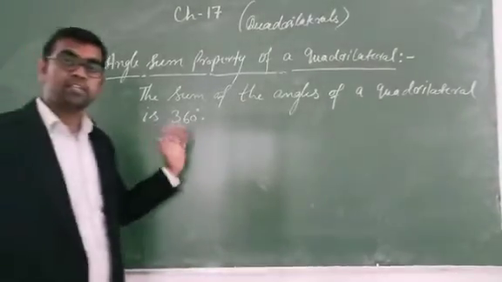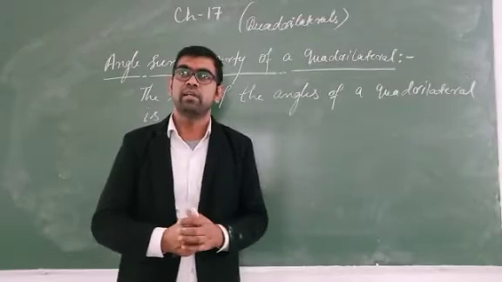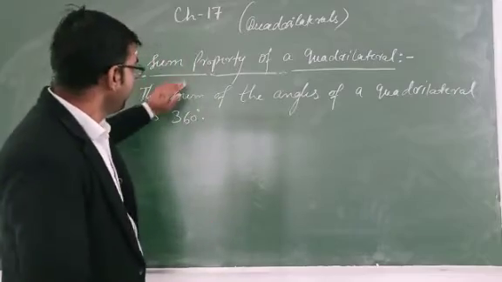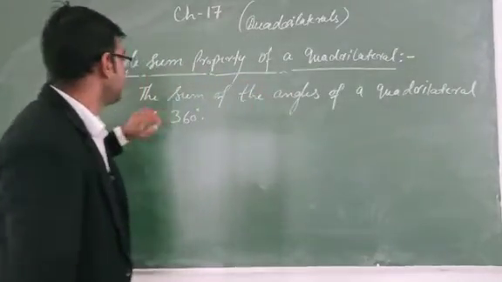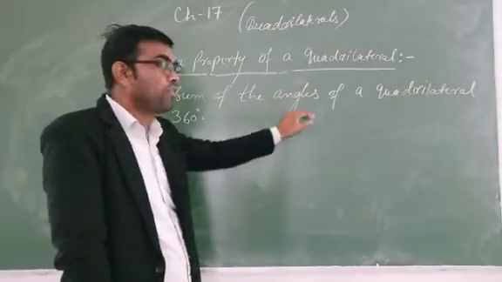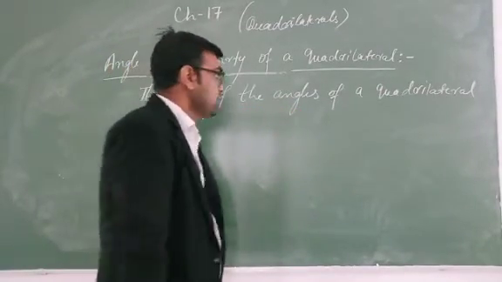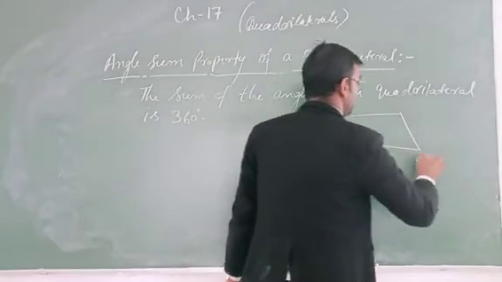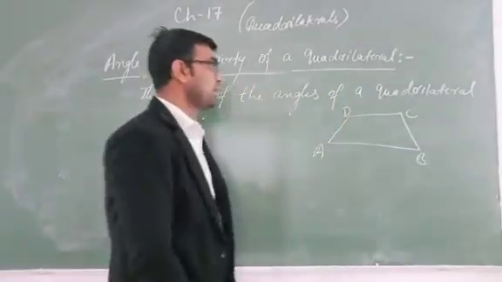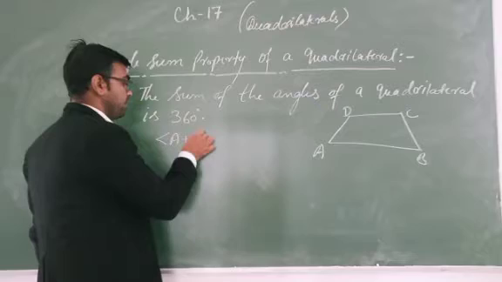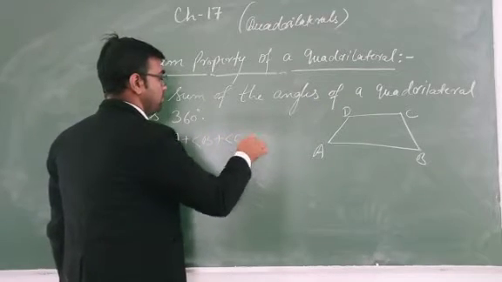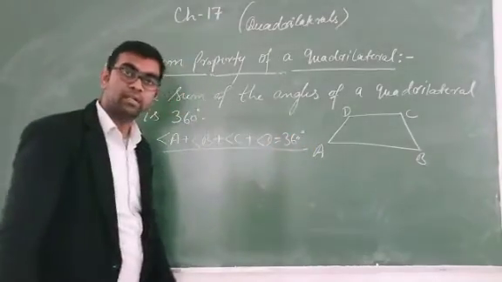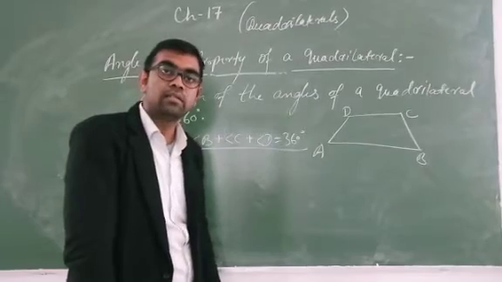Now next is the angle property of a quadrilateral. In a quadrilateral, the sum of all its interior angles is 360. That means the angular property of a quadrilateral says the sum of the angles of a quadrilateral is 360. Suppose this is quadrilateral ABCD. In this quadrilateral, the sum of all angles, angle A plus B plus C plus D, is 360. Understand? I hope it is clear.